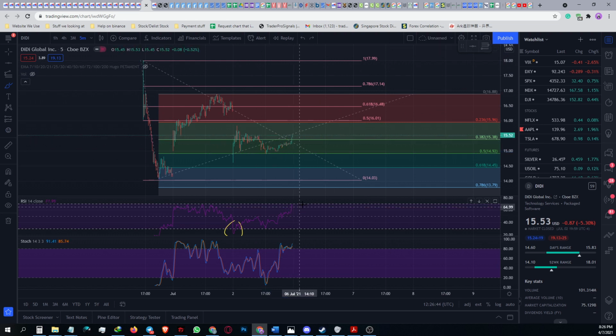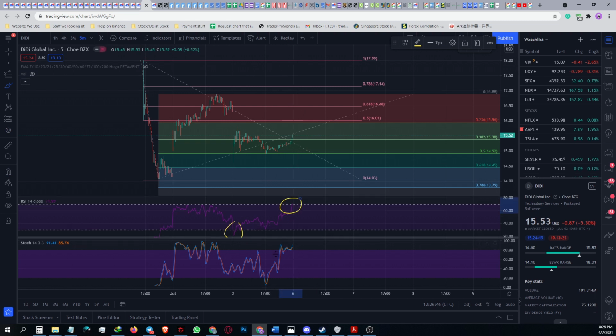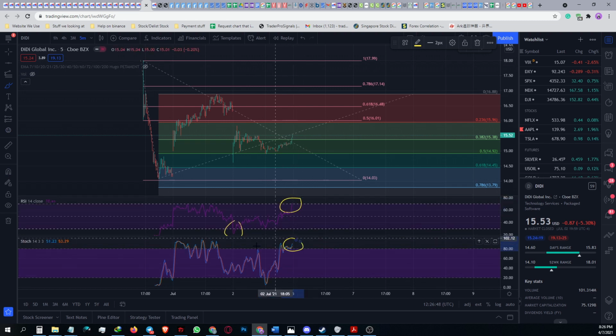But you want to take note of your RSI level as well as your stochastics. Both are overbought on the 5 minutes time frame. The 5 minutes time frame may not be very accurate, but more likely than not, I should be looking at some sort of reversal down. Would this be all the way down? I'm not too sure, but it could do a reversal like that.